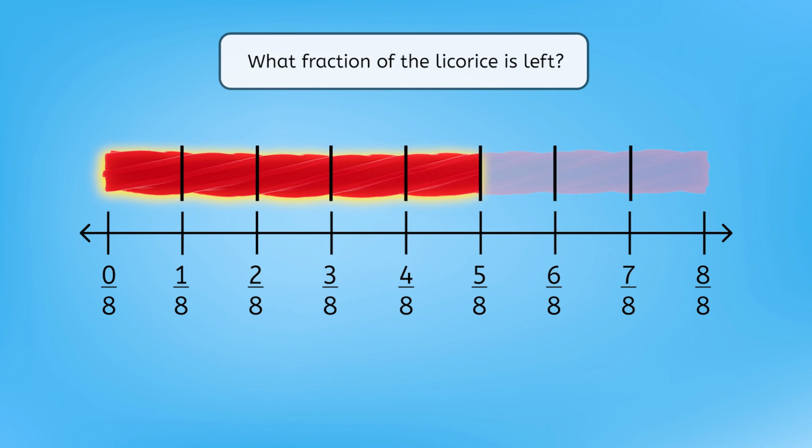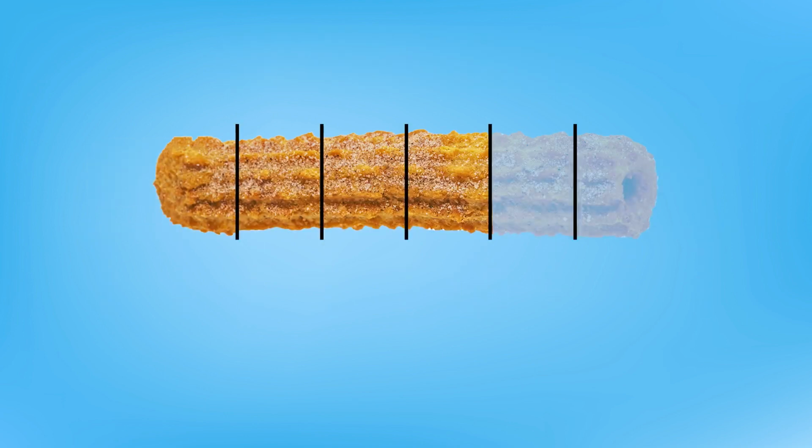Notice how there are still 5 pieces left, and the licorice goes up to the 5/8 fraction mark on the number line. That's because 5 of the 8 pieces are left. 5/8. Last puzzle. In this one, we see 1 whole churro that's been cut into pieces, but some of the pieces have been eaten. We need to figure out what fraction of the churro is left.